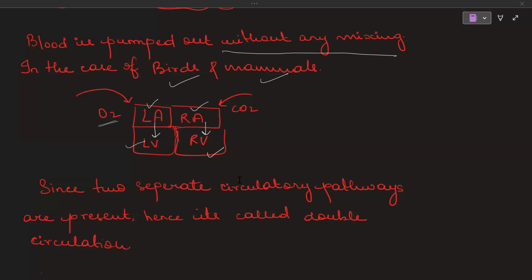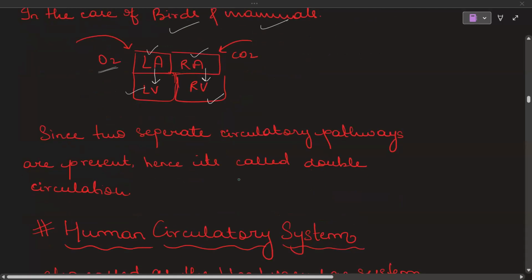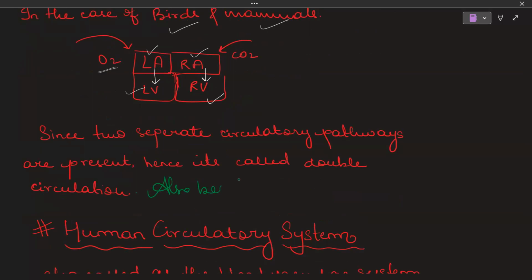Now, since two separate circulatory pathways are present, that is why it is known as double circulation. And another reason is that the blood flows through the heart twice. This is also a reason because of which the circulation in the mammals or the four-chambered heart organisms is known as double circulation, because the blood will be flowing through the heart twice.